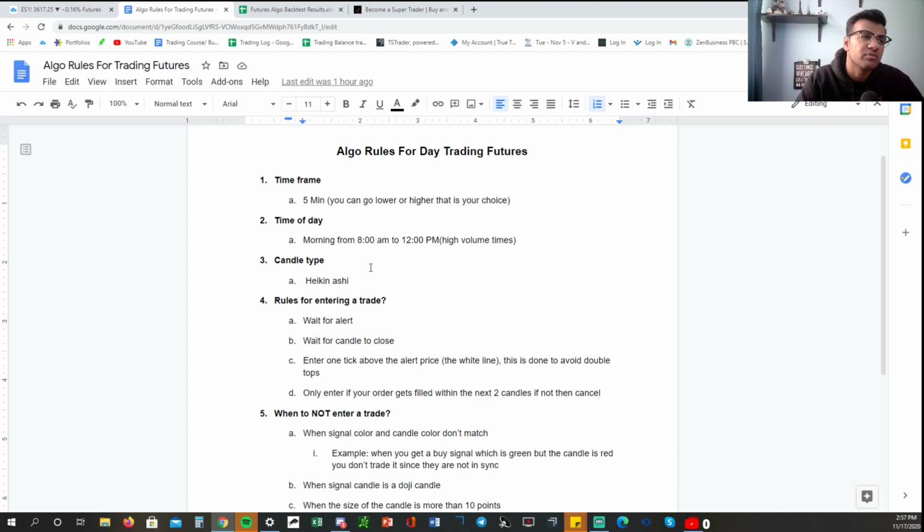So what are the exact rules for entering a trade? First things first, you want to wait for the alert. Second, you want to wait for the candle to close, right? We always enter after the candle closes. Third is we always enter one tick above that price. This is to avoid double top scenarios and just getting fake fills and everything, right? Because we don't want to get caught in that, because that's when we would lose. And the only time we're entering is if our order gets filled within the next 2 candles. If not, then we cancel, right?